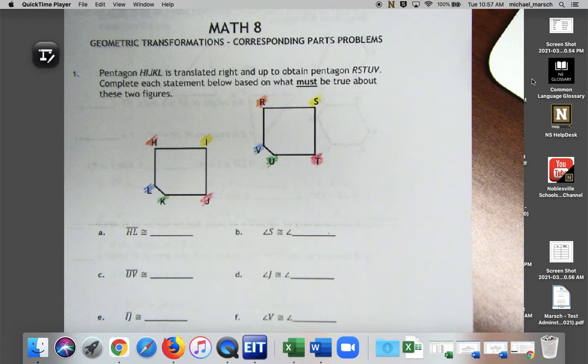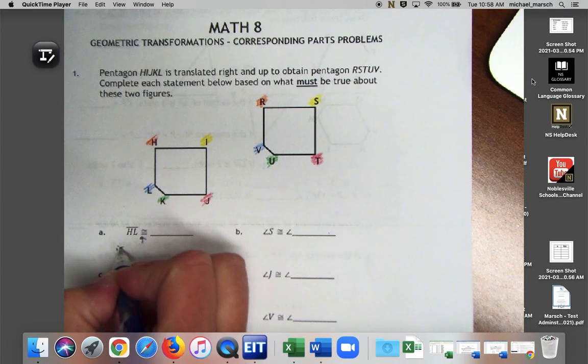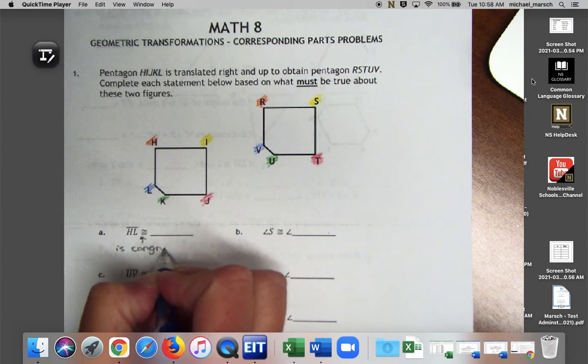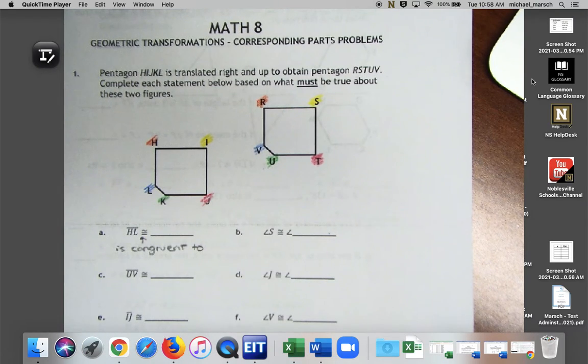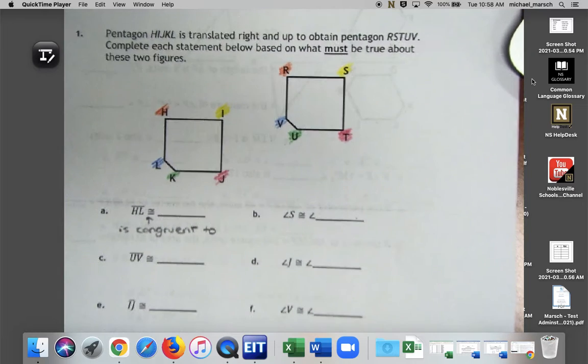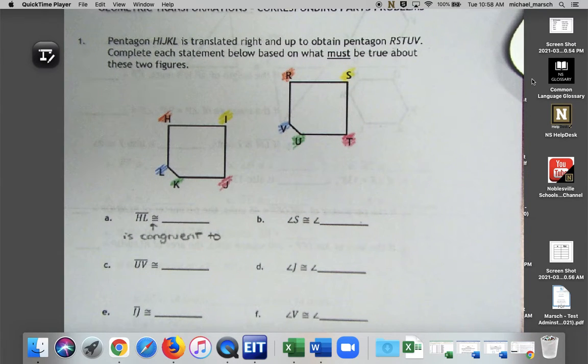Okay, so we're now going to answer questions about the different sides of these pentagons. This symbol here means is congruent to. Remember, congruent means, yes?